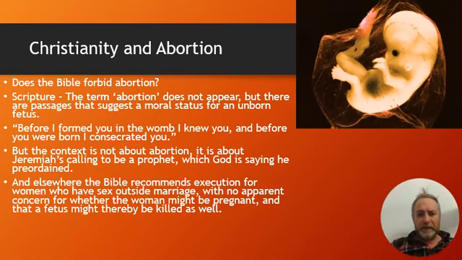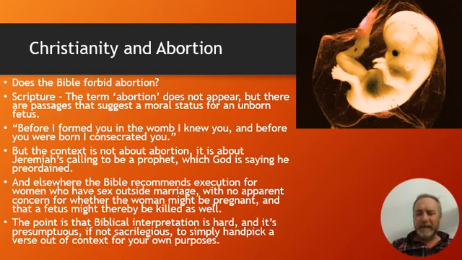Elsewhere, the Bible recommends execution for a woman who has sex outside of marriage, and there's no mention of whether, if the woman is pregnant, that might be considered an abortion or kill. At any rate, it would kill an unborn fetus if the woman was pregnant. And remember, back in those days, there was no birth control, so it was very likely if you engaged in extramarital sex. So it's not clear if the Bible is saying it's okay to kill a woman and therefore kill the fetus. At any point, I don't know. I'm not a biblical theological expert.